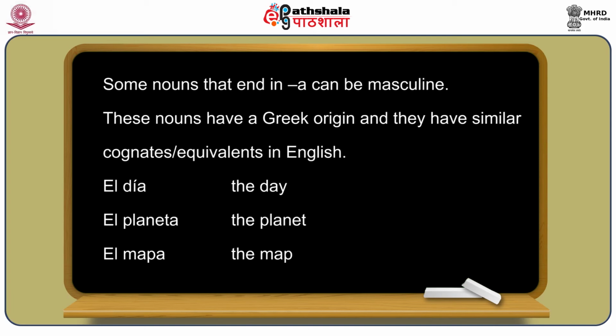Now, some nouns that end in a can also be masculine. These nouns have a Greek origin and they have similar equivalents in English. For example, nouns ending in a are el día, the day, el planeta, planet, or mapa, which means map, el mapa. So these will be masculine.